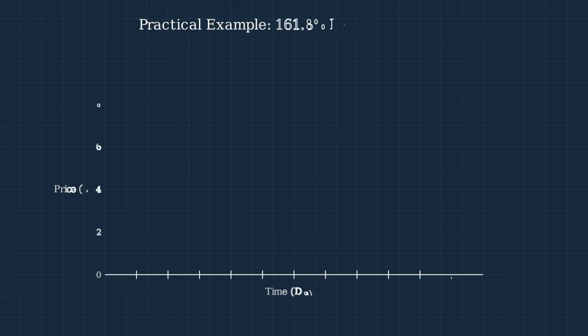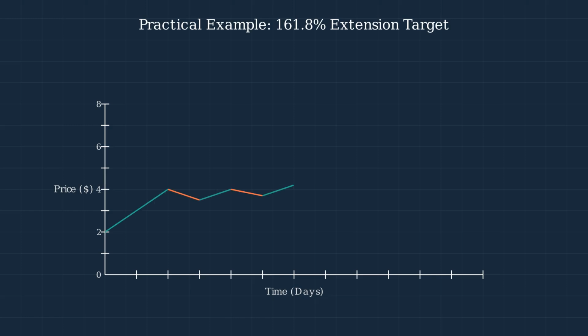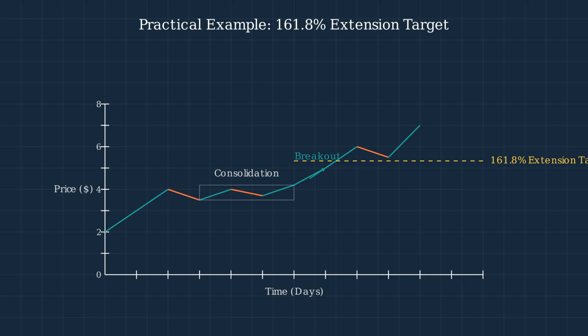Let's examine a practical example of using the 161.8% Fibonacci extension level as a price target after a breakout. Here we see a stock that has formed a consolidation pattern after an initial move up. The price is trading in a range between support and resistance levels. When the price breaks out above the consolidation pattern, we can use Fibonacci extensions to project potential price targets.